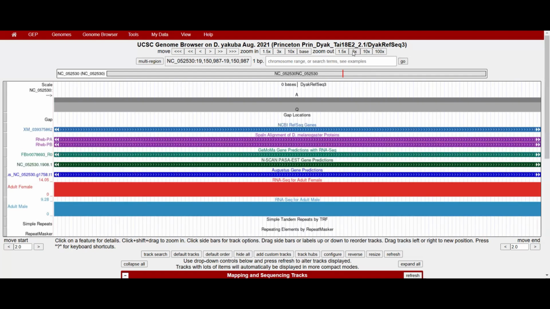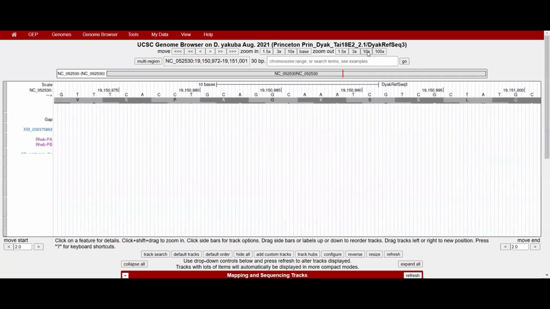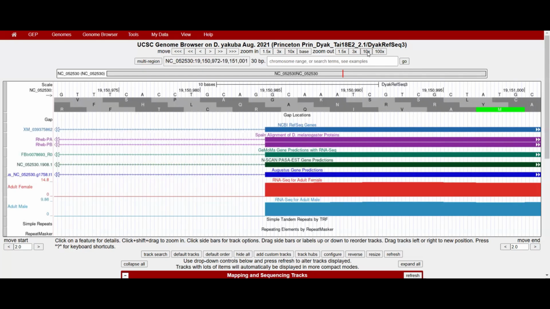Zoom out 3 times and another 10 times to examine the 30 base pairs surrounding this position. There is only one potential canonical splice acceptor site, which is AG, in that 30 base pair region surrounding the start of the TBLASTN alignment to CDS2. The splice acceptor site is located at 19,150,983 to 19,150,984 and is supported by the NCBI RefSeq genes and Spaln alignment of related proteins, the GeMoMa, NSCAN, and Augustus gene predictions, and the RNA-seq read coverage.